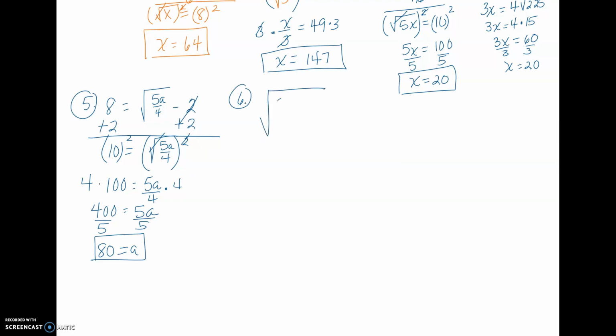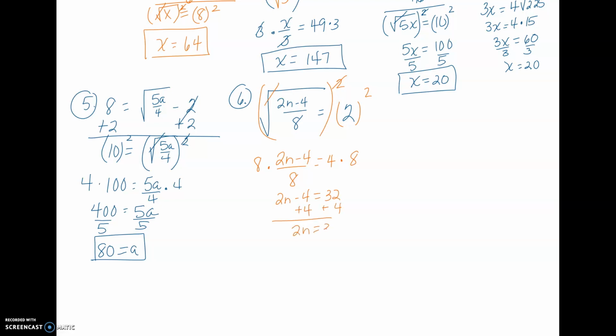The square root of 2n minus 4 over 8 equals 2. The radical's on the left. There's nothing else with it. So to get rid of the square root, I will square it, and I will square the other side. On the left, I'm left with 2n minus 4 over 8 equals 4. I'm going to get n by itself by first multiplying by 8, and I get 2n minus 4 equals 32. Add 4. 2n equals 36, so n equals 18.